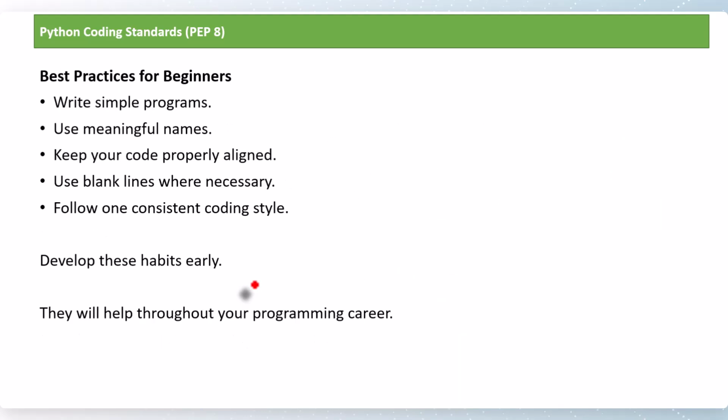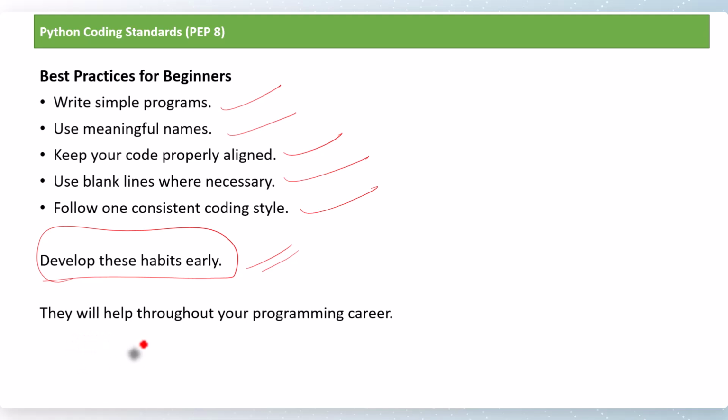So all of this are some examples of PEP8. I have given some best practices for beginners. You can write simple programs, which means simple code. Use meaningful names wherever required. Keep your code properly aligned. Use blank lines wherever necessary. Follow one consistent coding style. Good developers always follow these habits. They will help throughout your programming career.